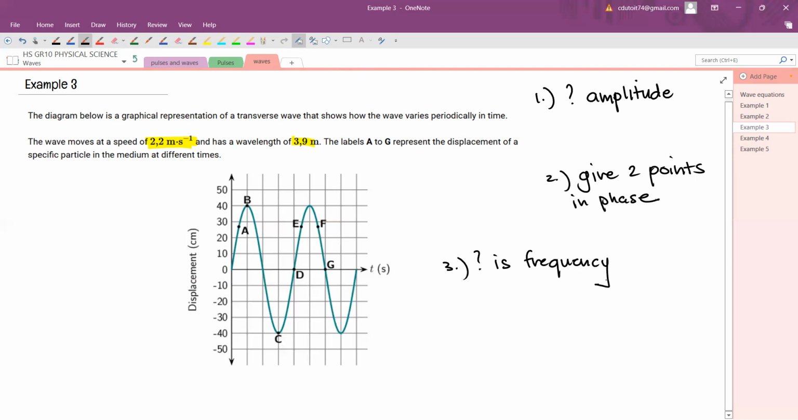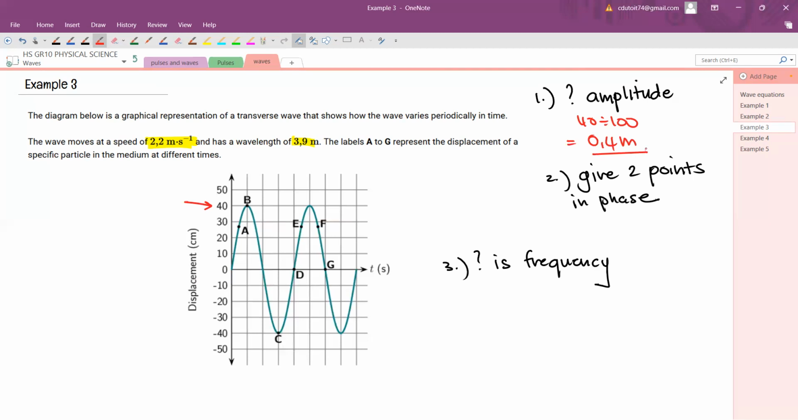Okay, what's the amplitude? It's 0.05? Isn't that 40 up there? So it's 40 centimeters divided by 100, which is 0.4 meters. That's the amplitude of the wave. Thank you. Give 2 points in phase.